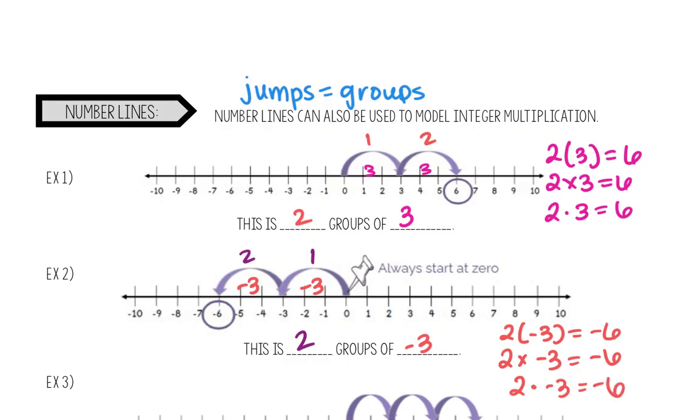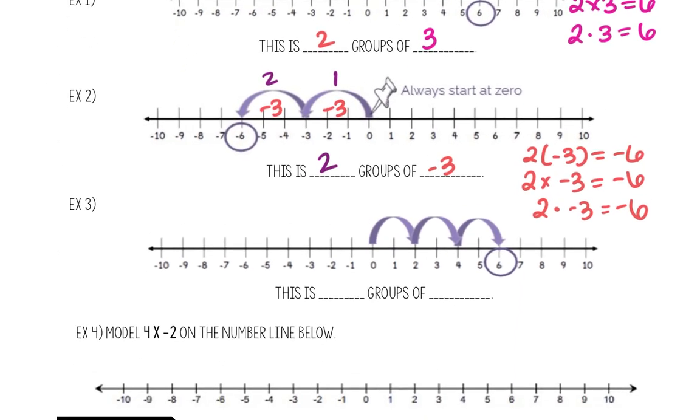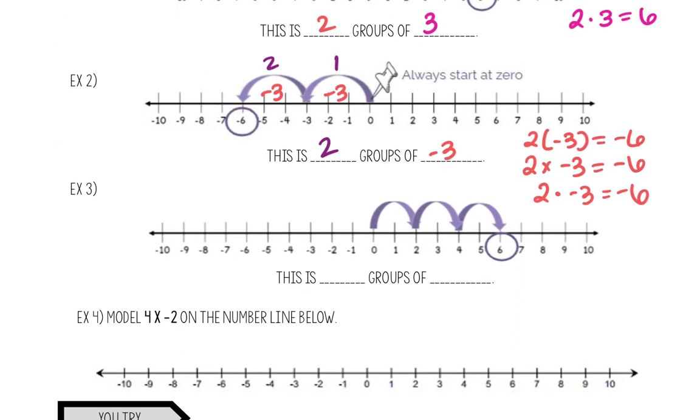So let's do another one. This time, how many groups are there? There's 3 groups. How many are in each group? There's 2, 2, and 2. So I'm going to have 3 groups of 2. So that is showing 3 times 2 equals, and it lands at 6. So 3 times 2 equals 6.